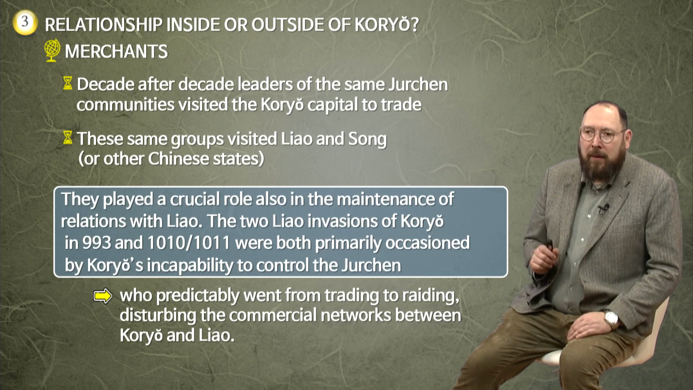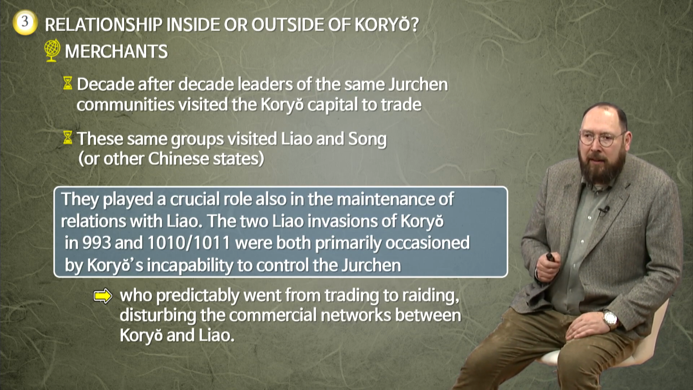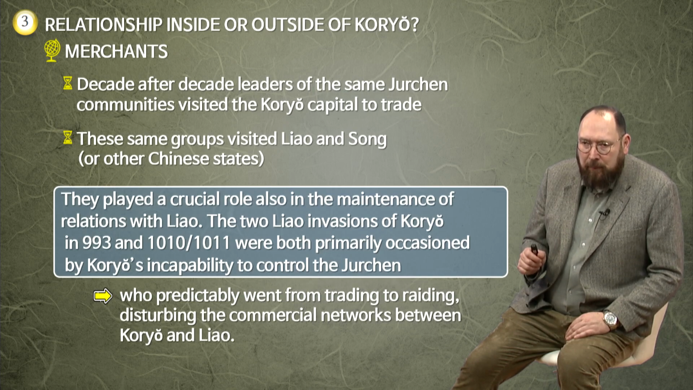Now there is something very important here, that what we see is that there were two Liao or Khitan invasions of Koryo in 993 and in 1010.